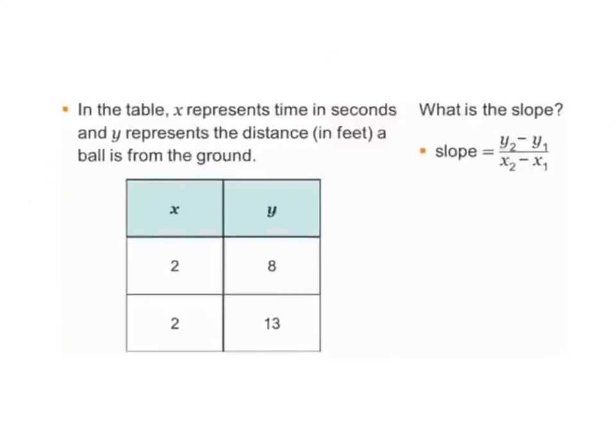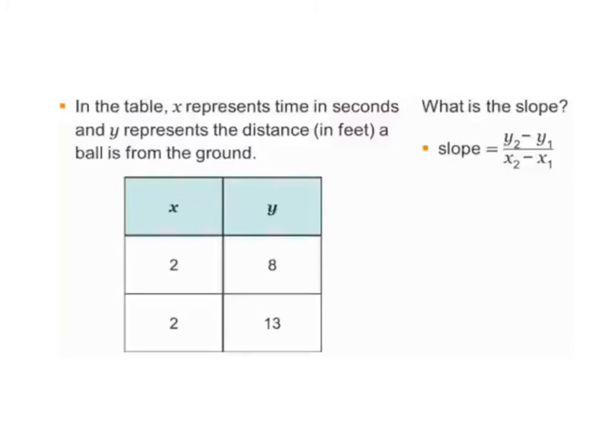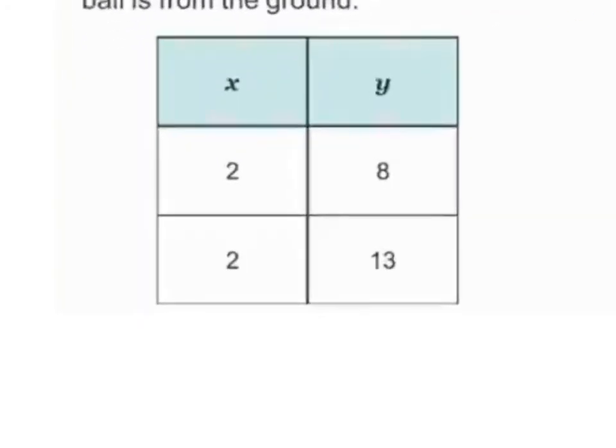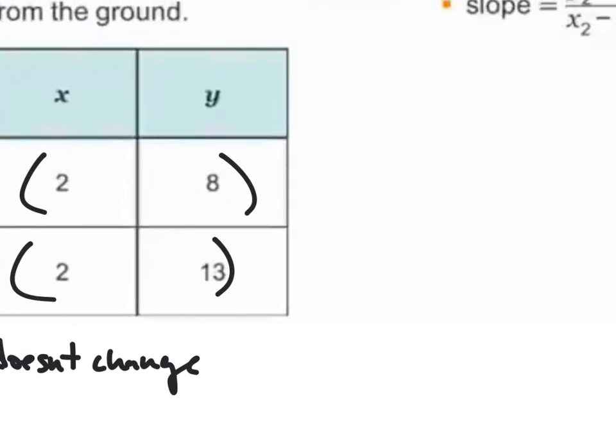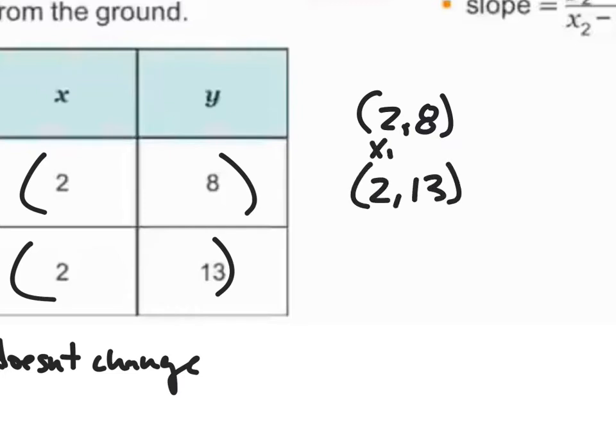In the table, x represents time in seconds and y represents the distance in feet a ball is to the ground. What we want to do is find the slope between these 2 points. Now, what I want you to see is that my x doesn't change. That's the big piece here. My x values are the same. Let's put them into points and see what happens: the point 2, 8 and the point 2, 13, as x1, y1, x2, y2.